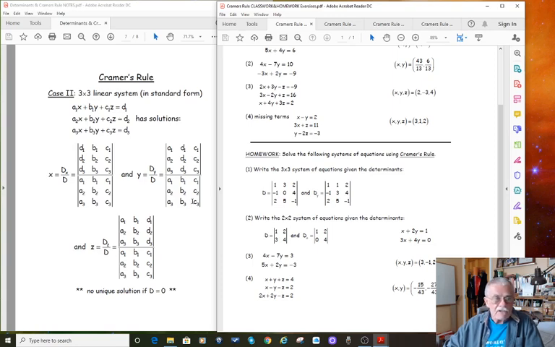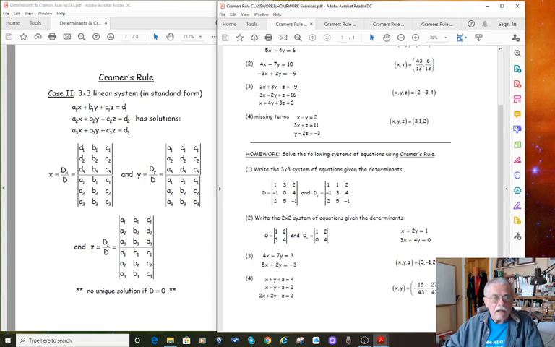And just like before, the D sub x, so if you're looking for x, it's the determinant symbolized by D sub x over the determinant of the coefficients. For y, same pattern. For z, the same pattern. Same thing you need to be careful about here. And let us now get the others.